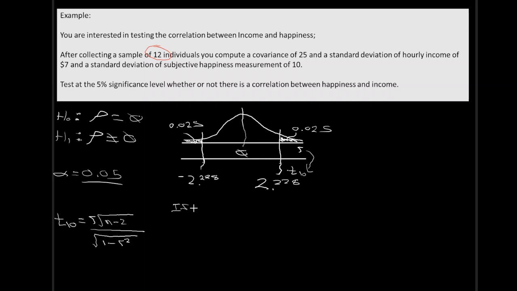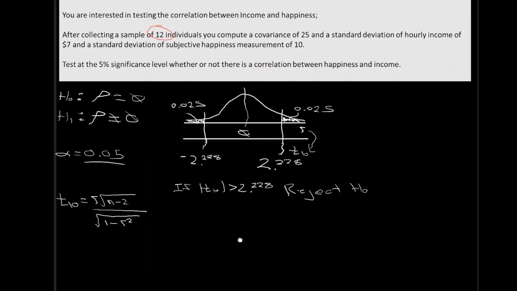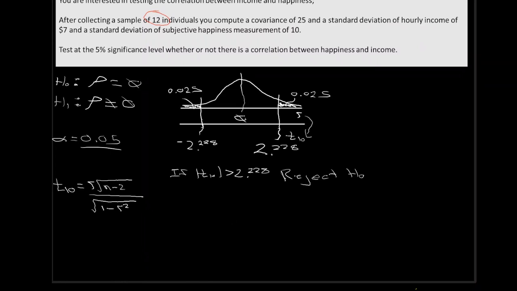So we state, if our T10 that we calculate is greater in magnitude than 2.228, we will take that as evidence to reject the null. Otherwise, we will fail to reject. Okay, finally, we get to step five. Finally, our rubber can hit the road. We can go and calculate our test statistic.